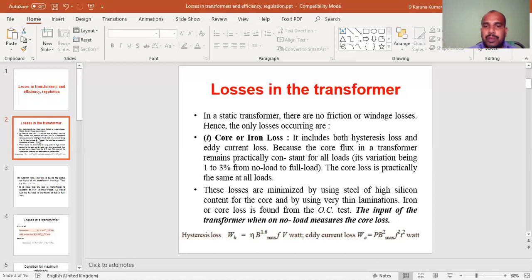The input of the transformer at no load measures the core losses, the combination of hysteresis and eddy current losses. The formula for hysteresis loss is efficiency times B maximum to the power 1.6 times F times V. And eddy current loss is P times B maximum squared times F squared times T squared. Here B means flux density, F means frequency, V means volume, and T means thickness of the core. These are the core losses.